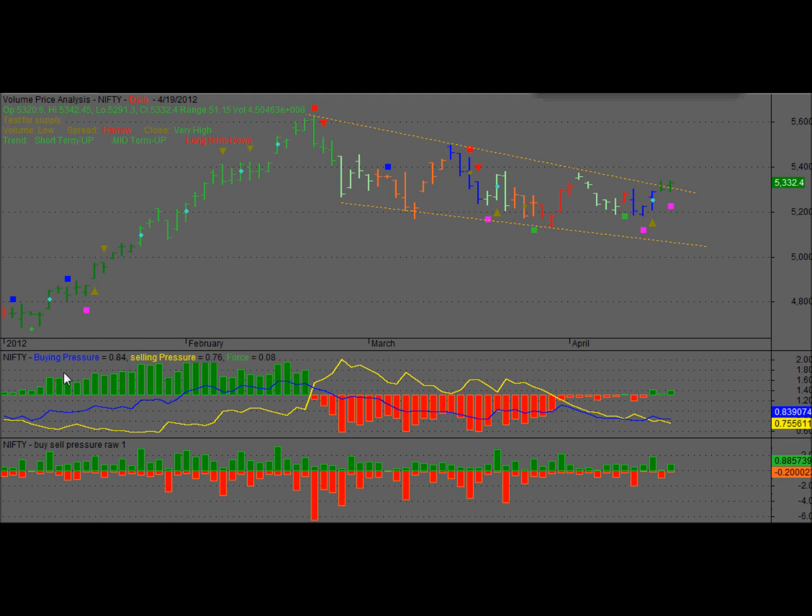Here you can see the buying pressure has increased substantially during the up move, which is clearly indicated in the buying and selling pressure indicator, where the blue line, which is the buying pressure indicator, moves across the selling pressure indicator, which is the yellow line, and they are diverging. The raw BSP also shows increased buying pressure in this region.